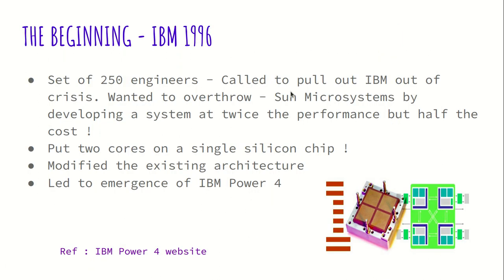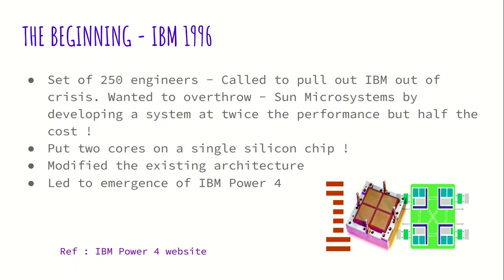So, how did it all begin? It all began at IBM in 1996. In 1996, a handpicked team of some 250 system and chip designers, software architects, researchers, and semiconductor engineers set out to pull IBM out of last place in the fast-growing US $7 billion Unix server segment. They intended to leapfrog competitors such as Sun Microsystems, Digital Equipment Corporation, and HP with an entirely new system, one that would offer twice the performance at half the cost.